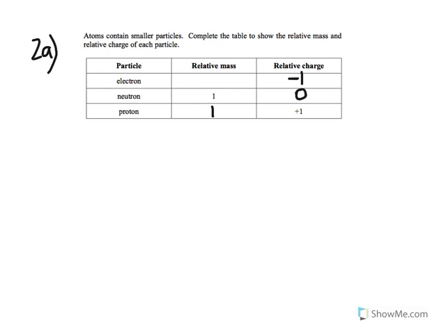And the relative mass of an electron, compared to a proton or neutron, is 1 over 1840, meaning an electron is 1 over 1840 of the mass of a proton.